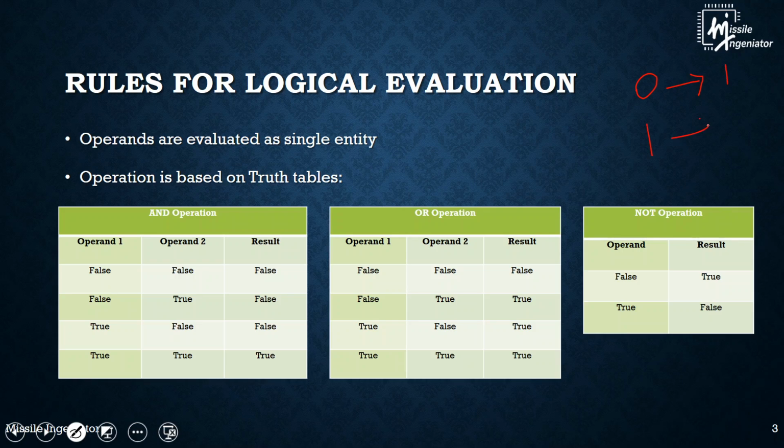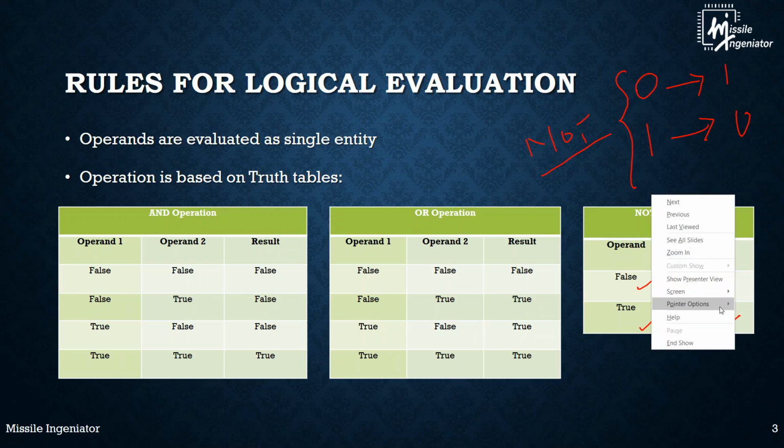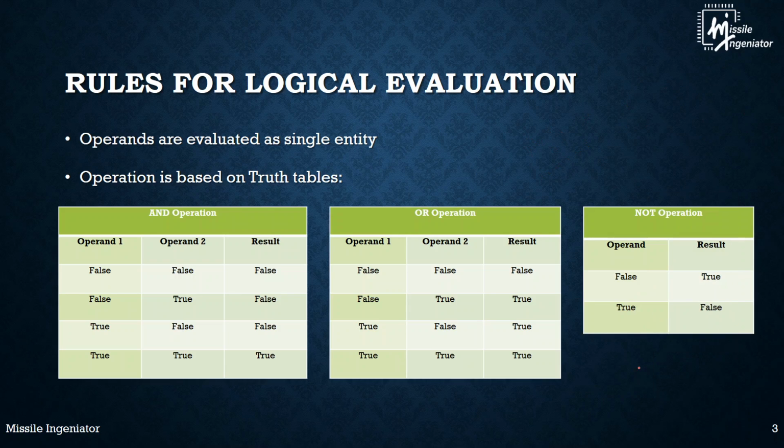If it is a 1, then we'll be getting a 0. Okay, so this is what a NOT operation does. Here, if the operand value is 0, then we get the true result, whereas if the operand is true, then we get the result as false.